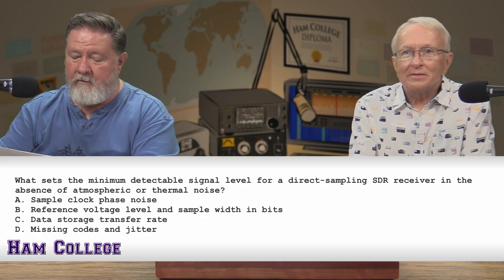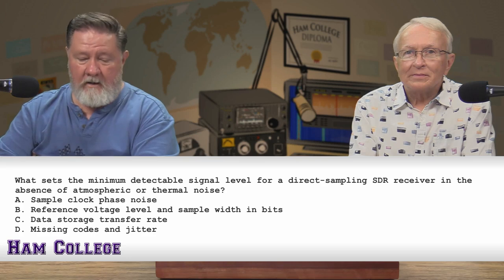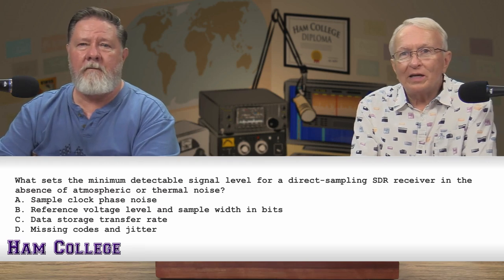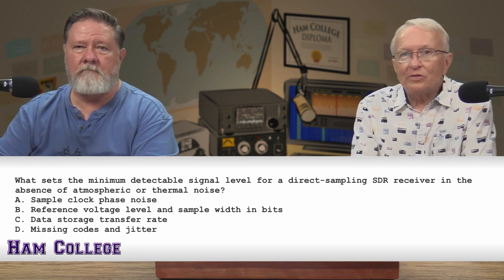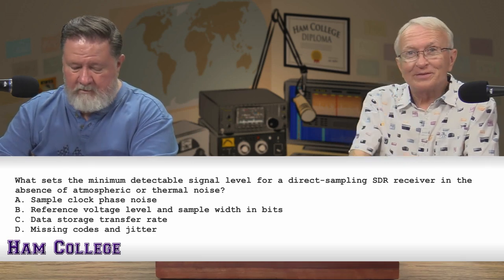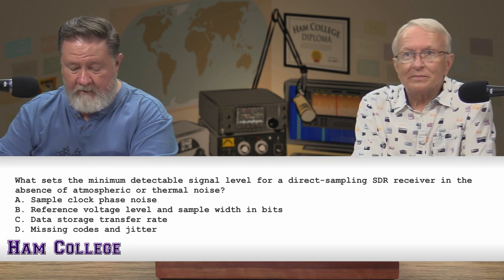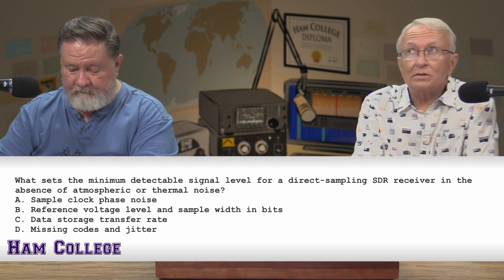What sets the minimum detectable signal level for a direct sampling SDR receiver in the absence of atmospheric or thermal noise? A, sample clock phase noise. B, reference voltage level and sample width in bits. C, data storage transfer rate. Or D, missing codes and jitter. You're going to have to read that question to me again. All right, so we don't have outside noise sources interfering with it.